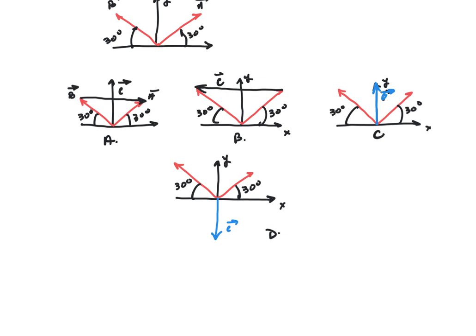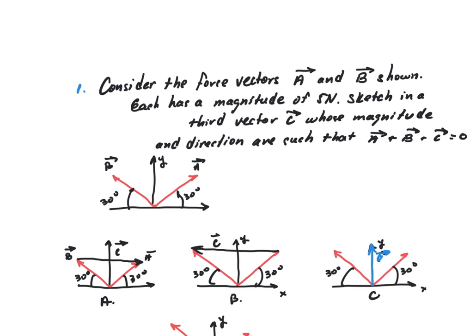Okay, so question 1 on test 4 says consider the force vectors A and B shown. Each has a magnitude of 5 newtons. Sketch any third vector C whose magnitude and direction are such that A plus B plus C equals 0. Alright, so this is the example that we're given right over here.